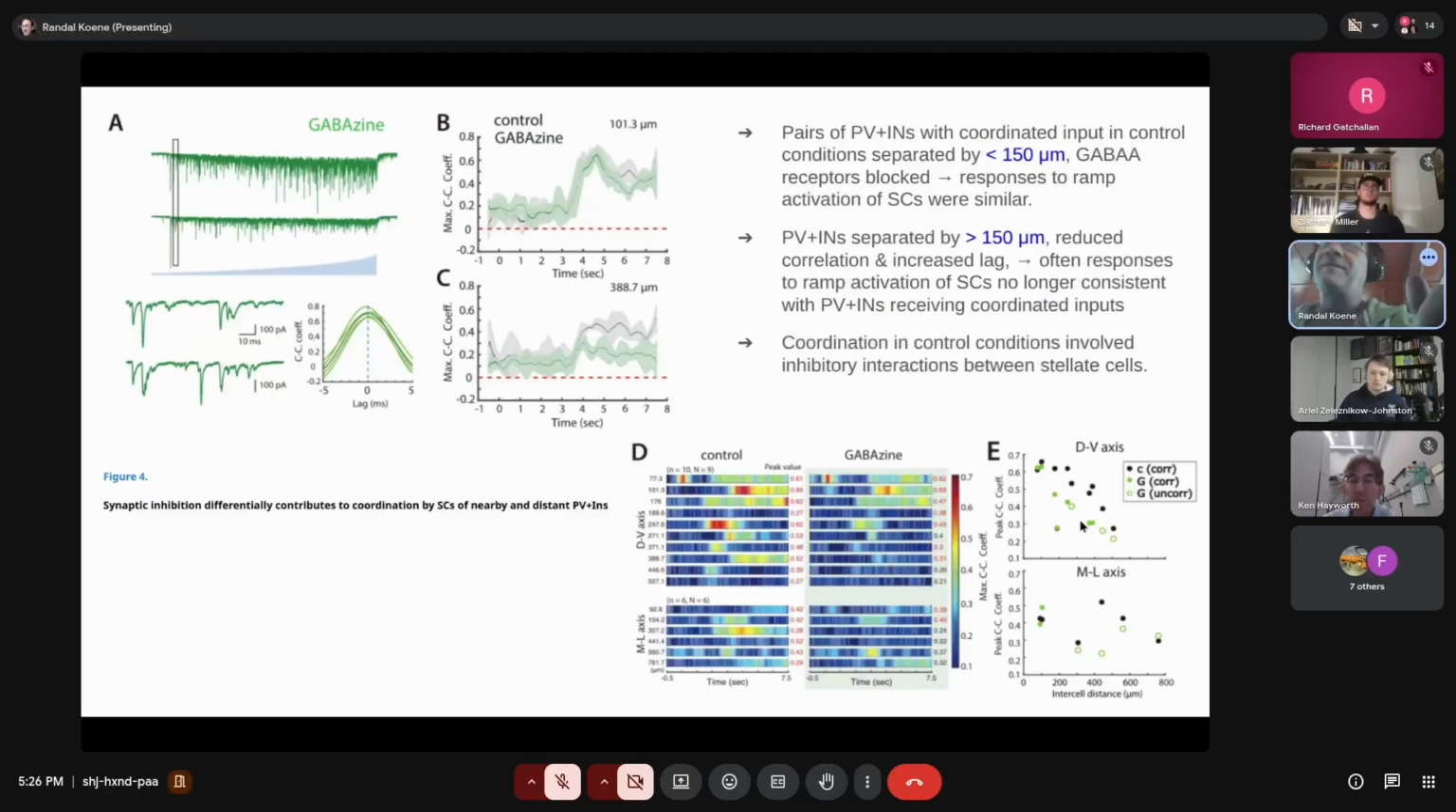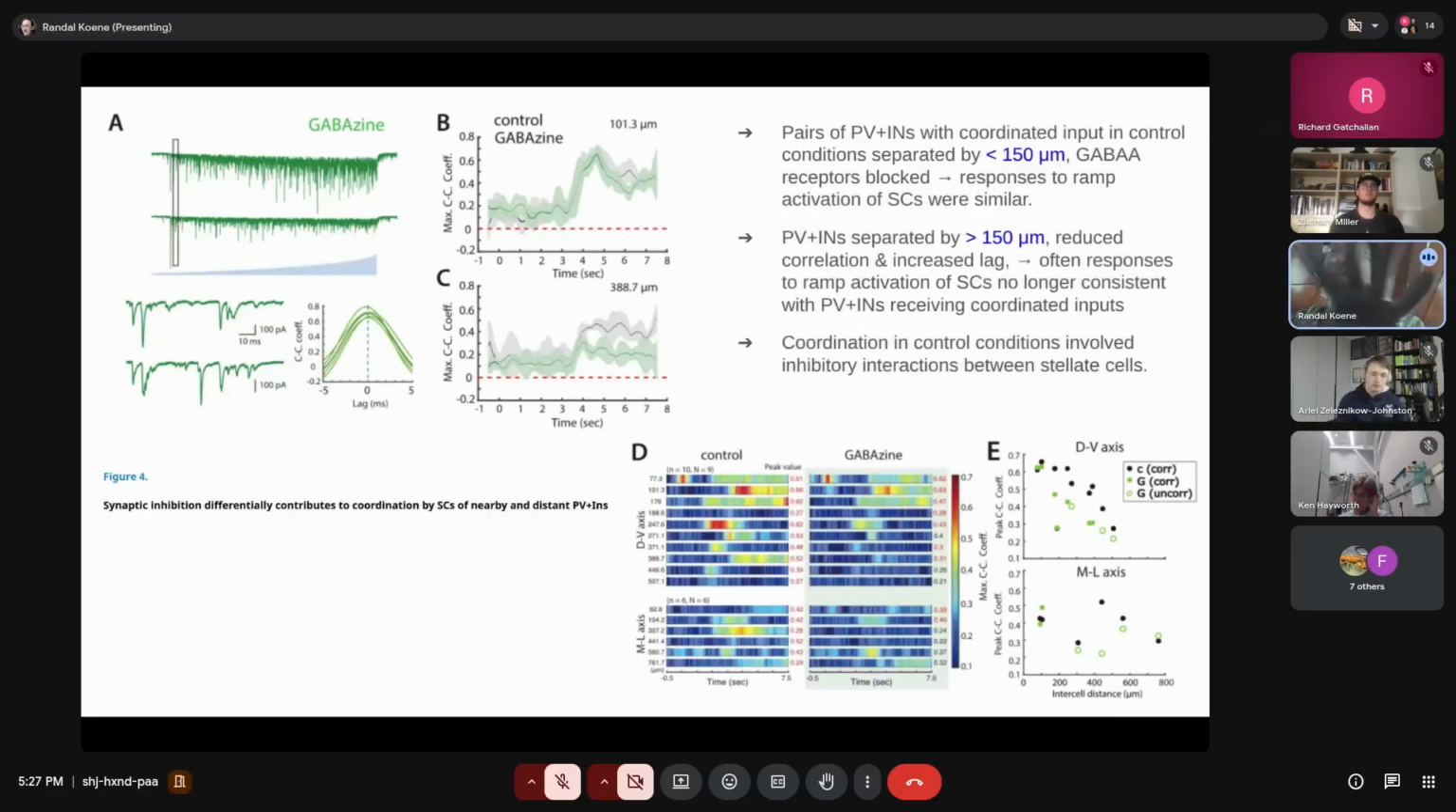In 4E, they're showing again that the gabazine affects all but the shortest distances, and there's a strong dorsoventral effect. For pairs of these parvalbumin interneurons that receive coordinated input in control conditions that were separated by less than 150 micrometers, when the GABA A receptors were blocked, their responses to ramp activation of stellate cells were similar. But by contrast, for the interneurons separated by more than 150 micrometers, the cross-correlation peak mean was typically reduced, and the cross-correlation lag variance was increased.